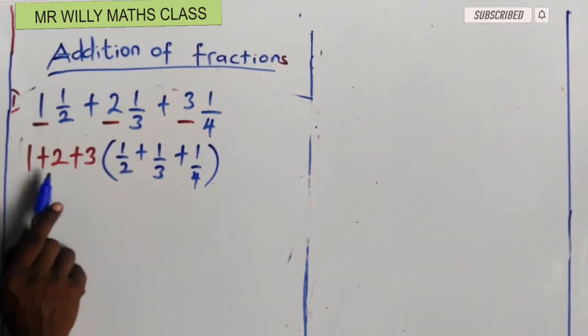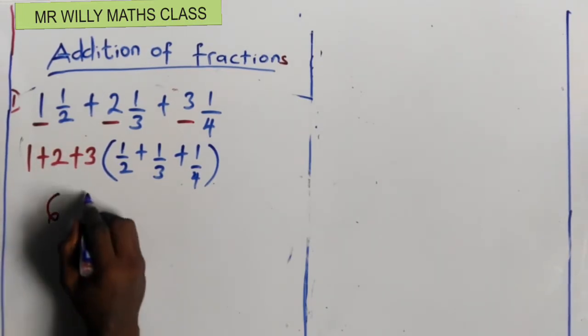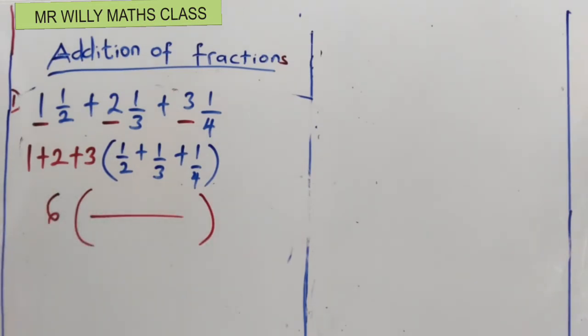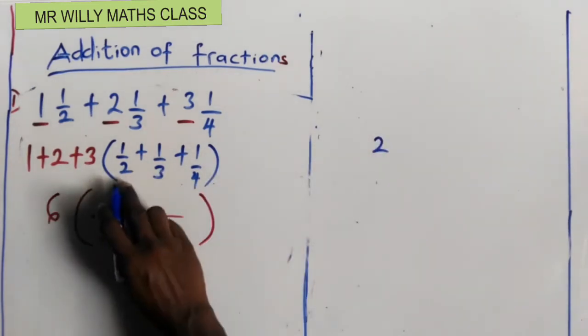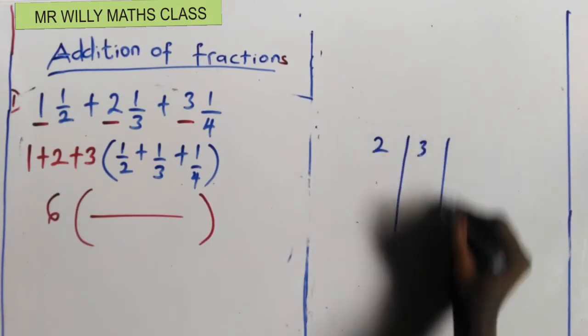That will be 1 plus 2, which is 3. 3 plus 3, that will be 6. There. You find the LCM of 2, 3, and 4. Remember that 2 can divide, 3 can divide, 4 can divide. If you don't know how to do it, you can just draw your 2. Yeah, you write out the denominators 2, 3, 4.